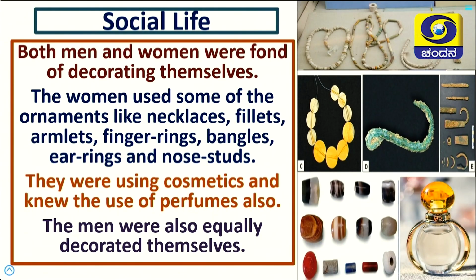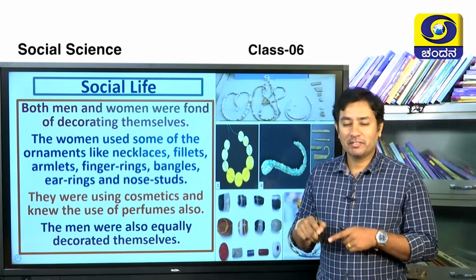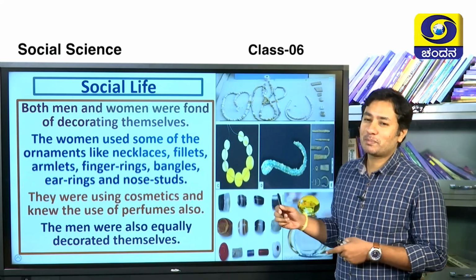Okay, social life. If we come to the social life, both men and women decorated themselves, especially women. They used ornaments like necklaces, fillets, armlets, finger rings, bangles, earrings and nose studs. Whatever was worn by the women, if anything was left over, that was worn by men.